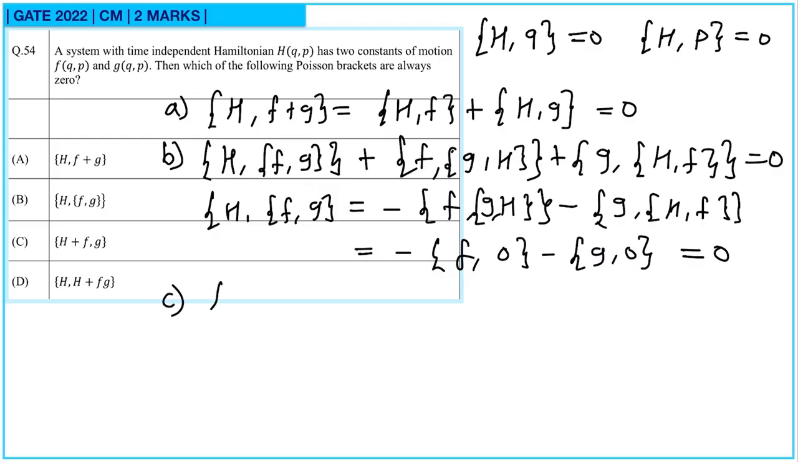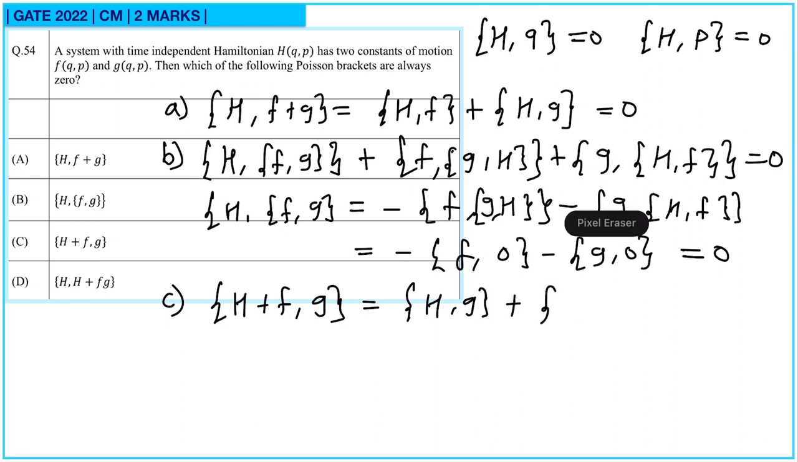Now option C, we have H plus F and here G. So this is HG plus FG. Now HG is 0, but FG is not equal to 0. So this is FG. So we don't know if it will be 0 or not.